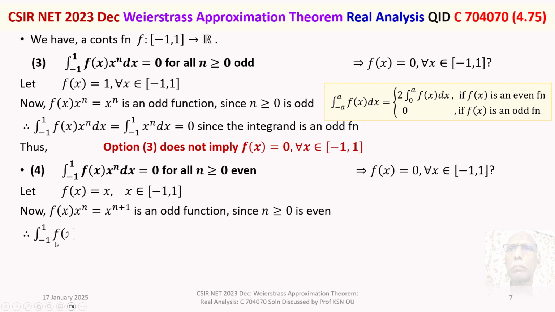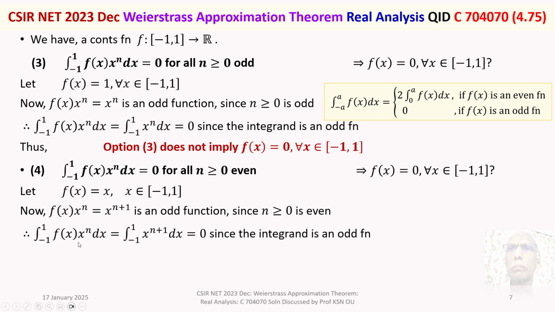Now, integral -1 to +1 f of x into x to the power of n dx is equal to integral -1 to +1 of x to the power of n plus 1 dx. What is n plus 1? It is odd. So x to the power of n plus 1 is an odd function. Since the integrand is an odd function, its value is 0.